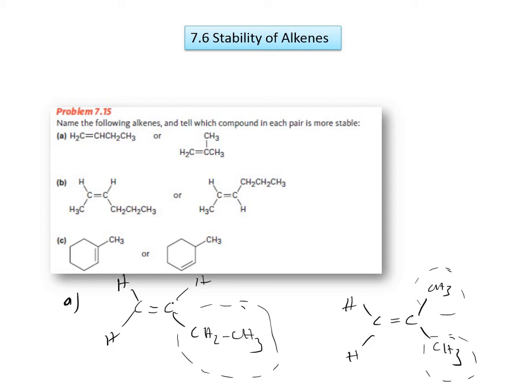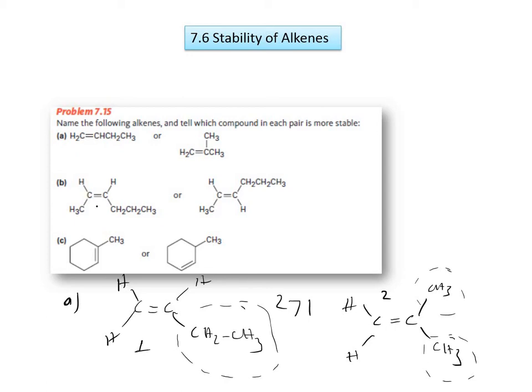This is a monosubstituted alkene. Let's give them names: let's say this is 1, this is 2. 2 is more stable than 1. Okay, let's look at the second one.